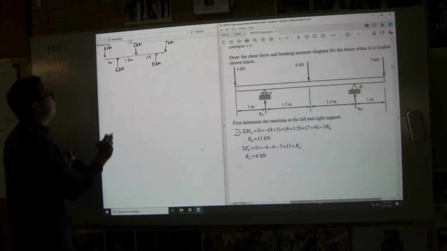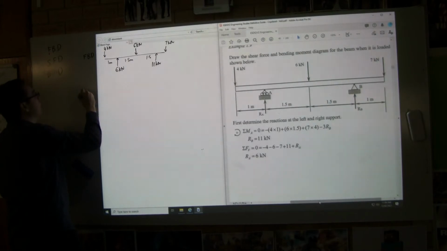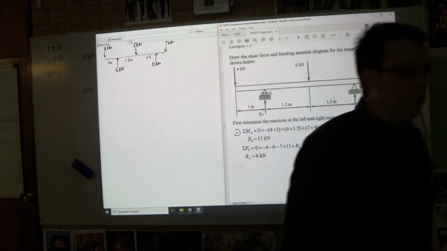Okay, so that's our free body diagram. The next thing we need to do is do a shear force diagram. Just because I might need that space.